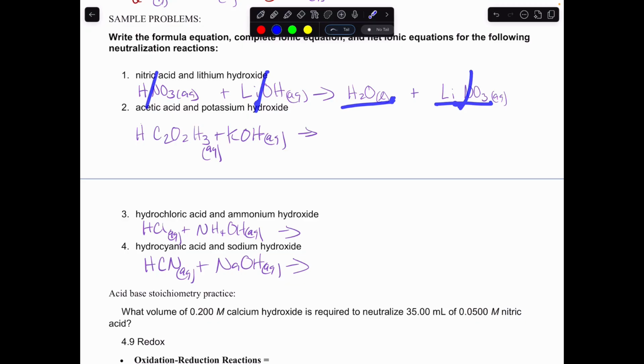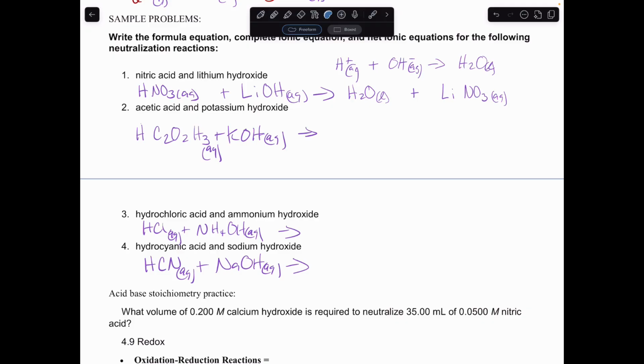So therefore, in my net ionic equation, I would have the water on the right side and what on the left side? Just the two things that go into making the water. So I can quickly do that because I'll have hydrogen on the left side, hydroxide on the left side, and water on the right side written as a liquid.